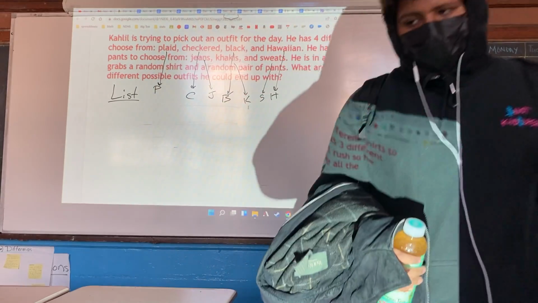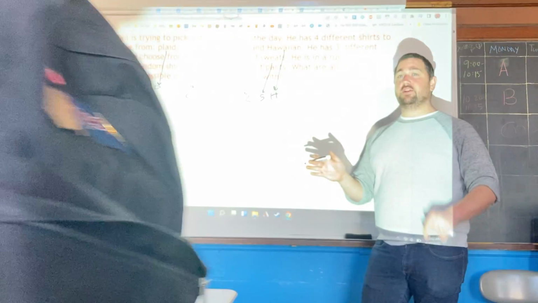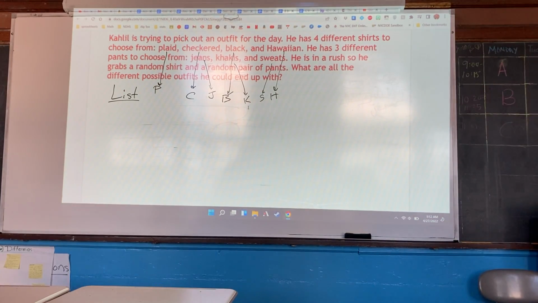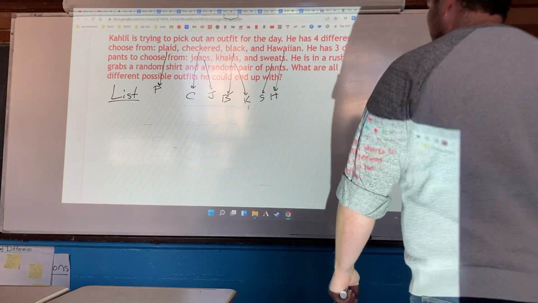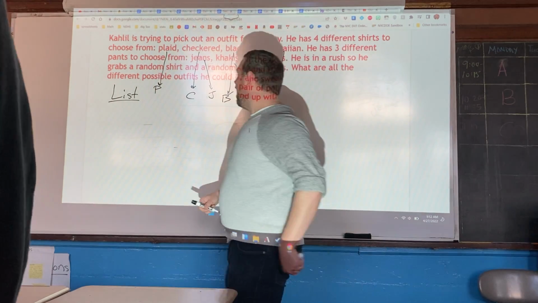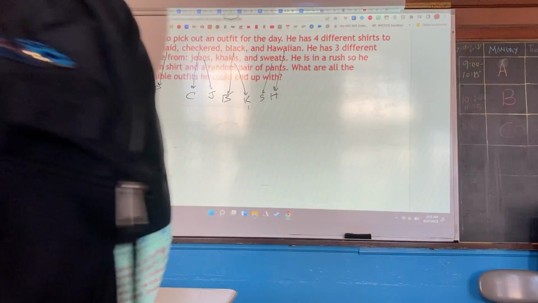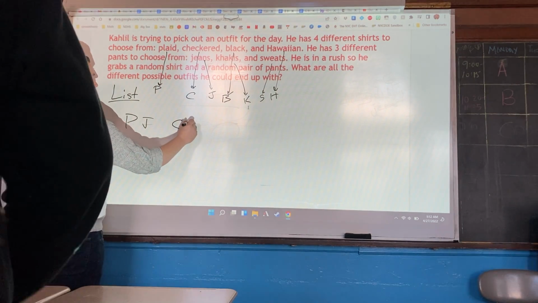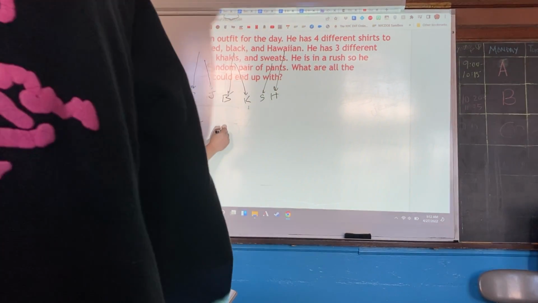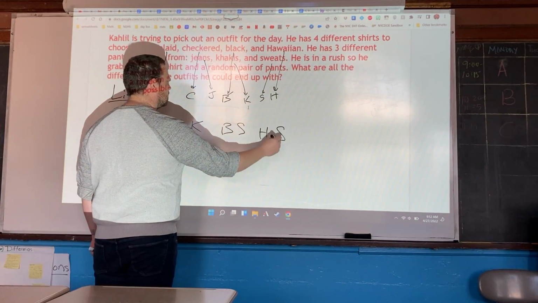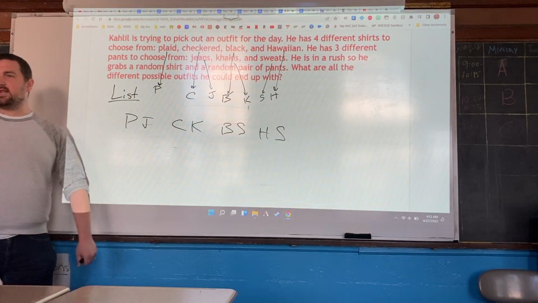Now this is where some students go in a bad direction. Did I hit start? Well, I just gotta make sure. Yeah, of course I hit start. I'm a professional, right? Because some students will just start being like, okay, plaid shirt and jeans, checkered shirt and khakis, black shirt and sweats, Hawaiian shirt and sweats, and they just start writing random stuff.